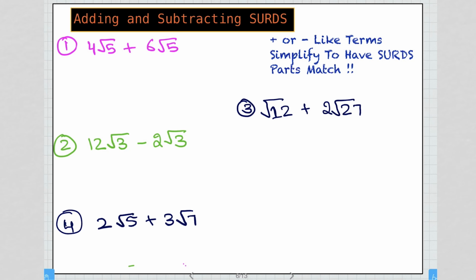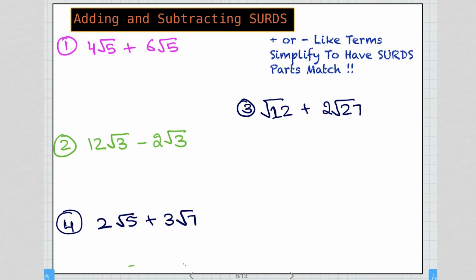The next topic in SURDS is adding and subtracting the SURDS. How we add and subtract the SURDS is completely different to multiplying or dividing them. When you are adding or subtracting them, you need to make sure that you are adding or subtracting like terms. By like terms, I mean the term inside the SURD needs to be exactly the same.